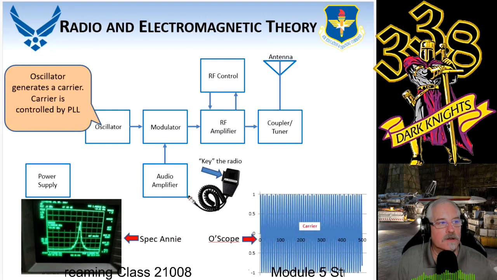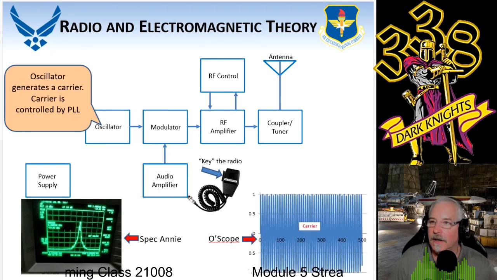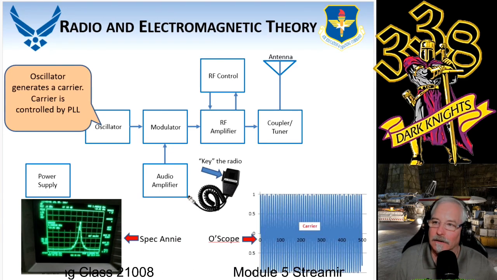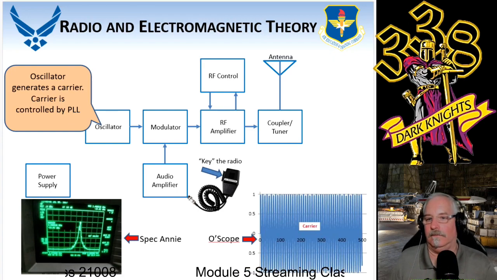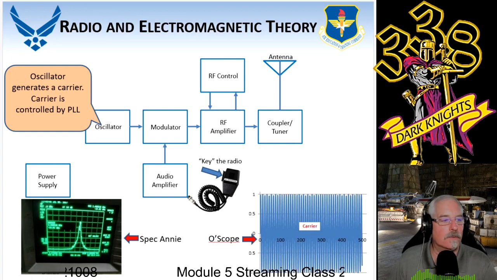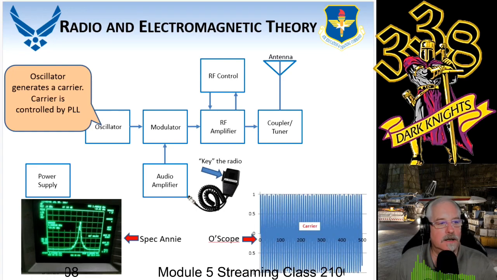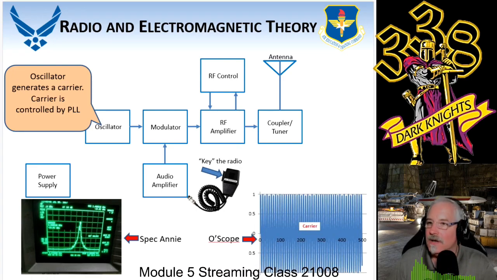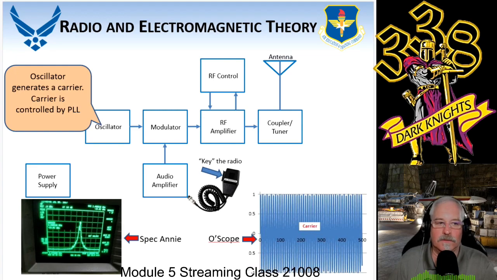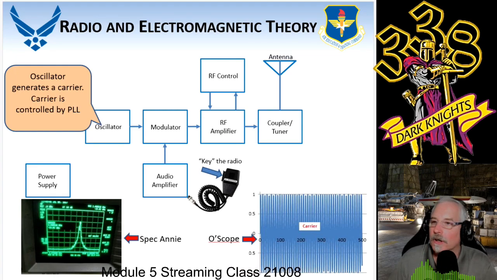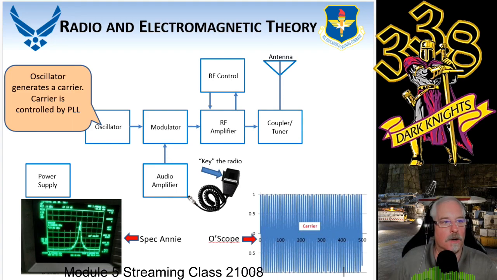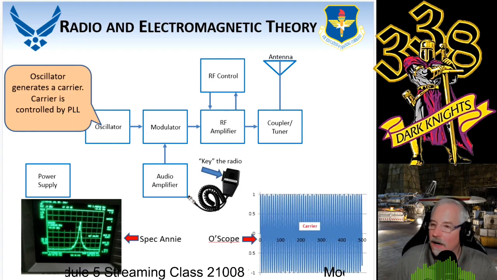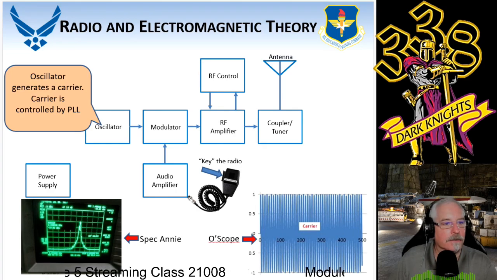Now, with the oscillator, this is going to generate what we call a carrier. This carrier is controlled by phase lock loop. Phase lock loop keeps it on frequency. You can see down here on the spectrum analyzer, it is nothing more than a single frequency. And when you look at the O-scope, it's just completely full. It's also going to be sent to the modulator.